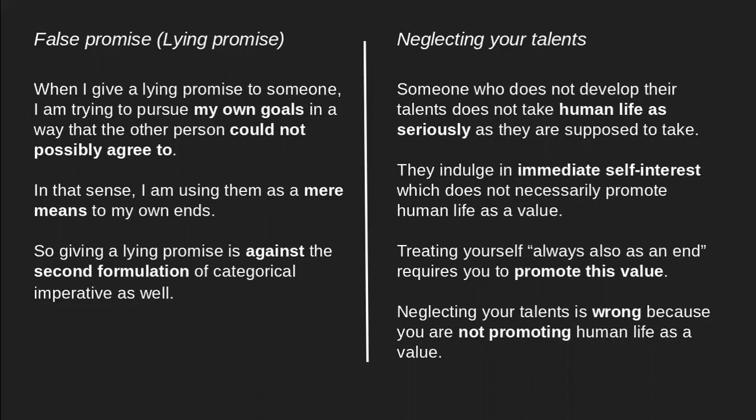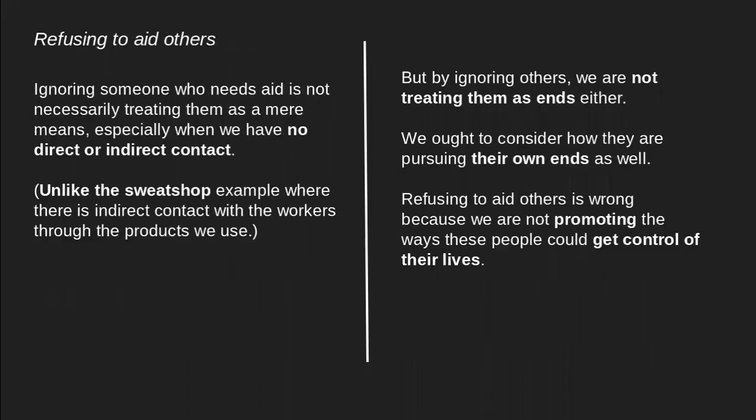I have to admit that it's not as easy as other examples to see why it's wrong. But if you attune yourself with Kant's ideas, you might see the merit in such an idea. A further example that Kant gives is refusing aid to others. And Kant thinks refusing aid to others is also wrong.